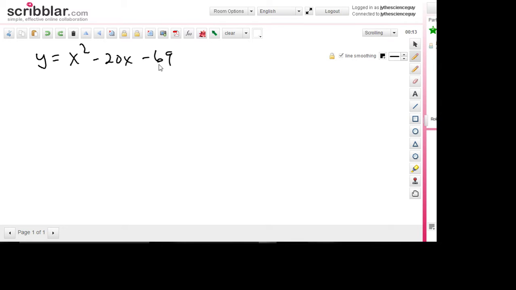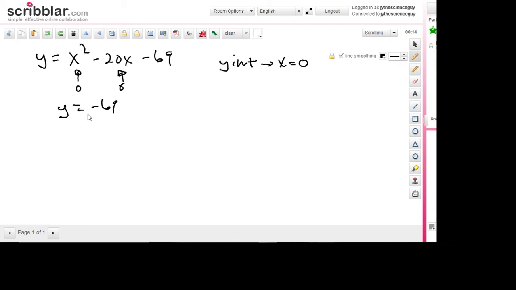How would you find the y-intercept? What do you do? Find the vertex. Nope. Don't have to do that. It's actually easier than that. Okay, so to find the y-intercept, you set the x equal to 0, because you're trying to figure out what y is. So this is going to be 0, and that's going to be 0. So y equals negative 69, and that's where it actually crosses the y-axis.